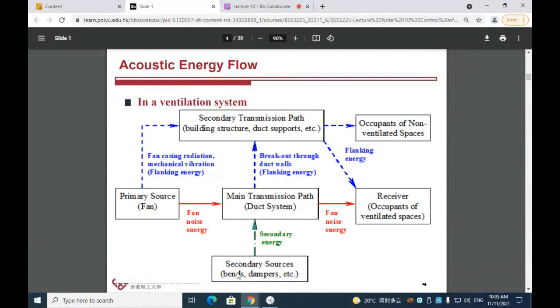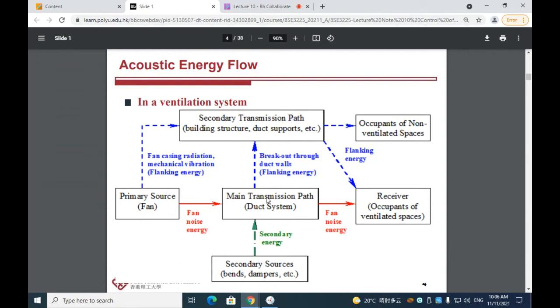When our flow goes through the bands and dampers, it will obviously hit on the damper and hit on the bands, and that will also lead to vibration and further lead to noise. So the bands and dampers, etc. are secondary sources. Both the primary source and secondary source will input energy to the main transmission path, which is the duct system.